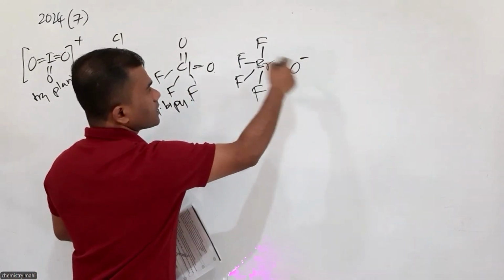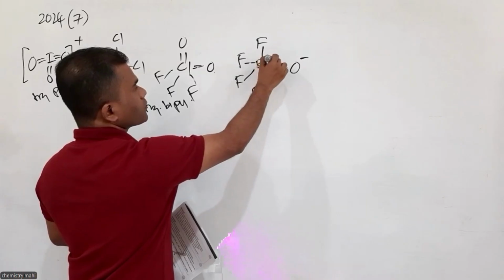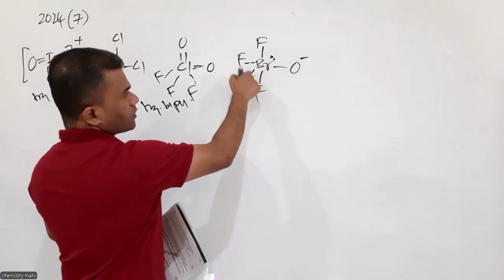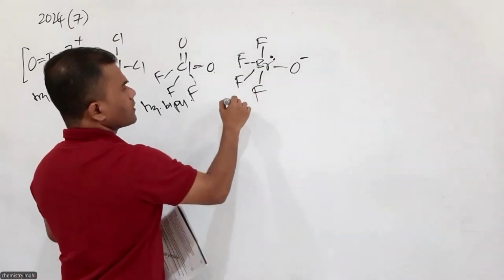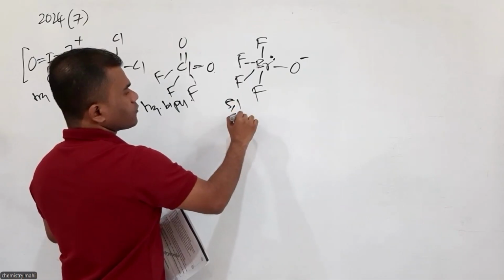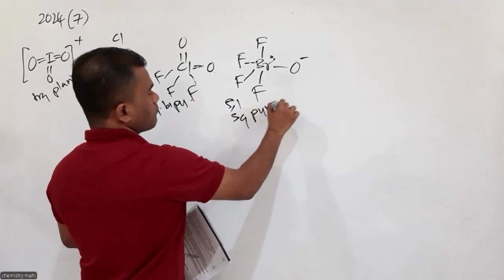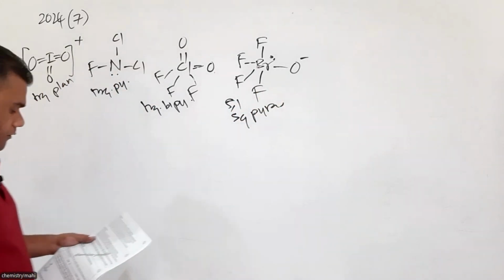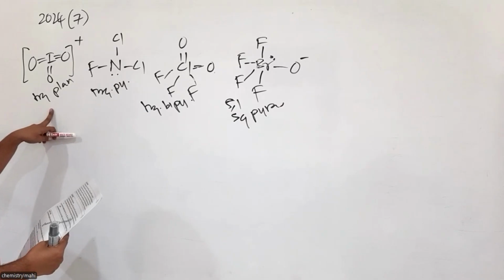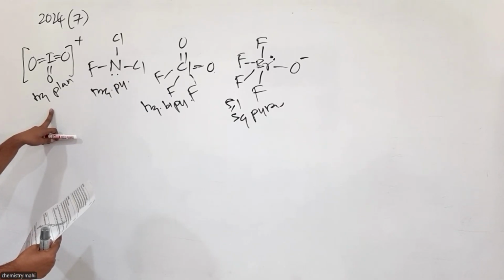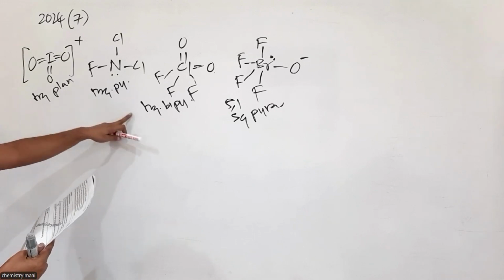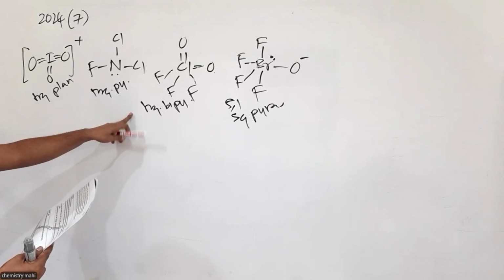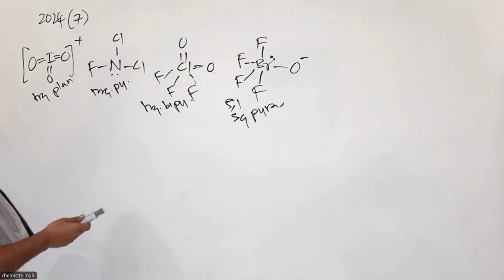Then single. 1, 2, 3, 4, 5. There should be another one. This is like 1, 2, 3, 4, 5. 5 and 1 means square pyramid. Where do you find that answer? Trigonal planar, trigonal pyramid, trigonal bipyramid, and square pyramid. Yes, 5th answer.